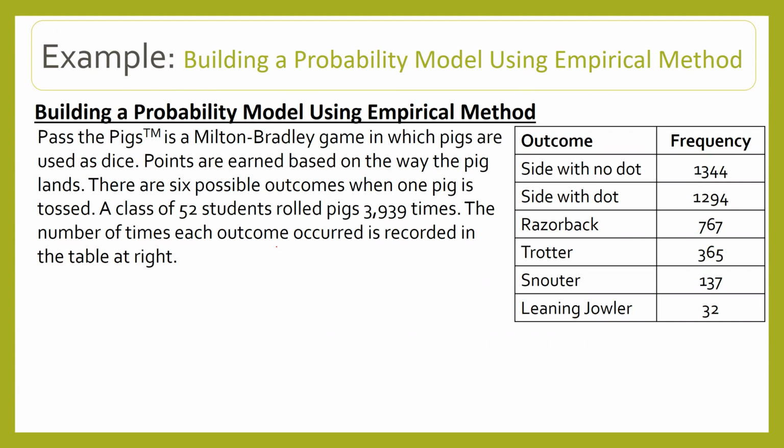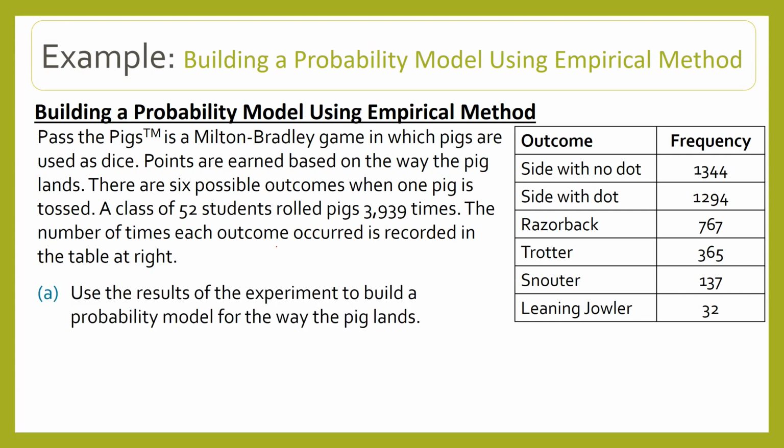A class of 52 students rolled a pig 3,939 times. The number of times each outcome occurred is recorded in the table at the right. So we have this table: side with no dot, 1,344; side with dot, 1,294; Razorback, 767; Trotter, 365; Snorter, 137; Leaning Jowler, 32. Let's see the question.